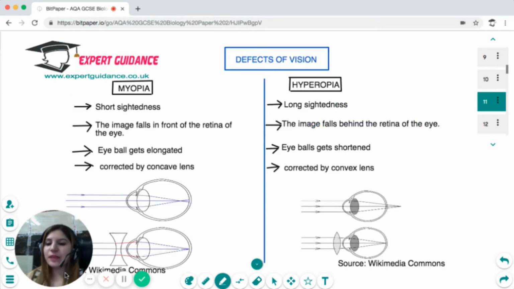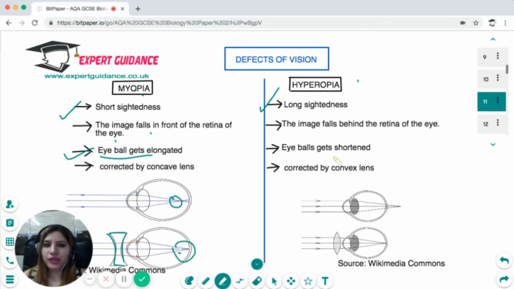At times people can just see the objects which are at a short distance and cannot see the objects which are at a long distance. So there's short-sightedness and long-sightedness. In short-sightedness, which is myopia, the image falls in front of the retina so that you cannot see it properly because the eyeball gets elongated. For that, we use a concave lens which properly refracts the light and makes sure it falls on the retina.